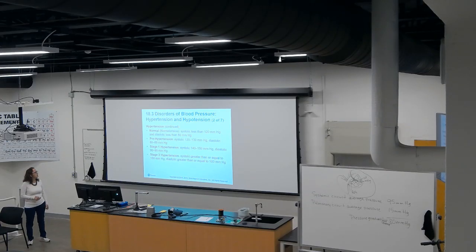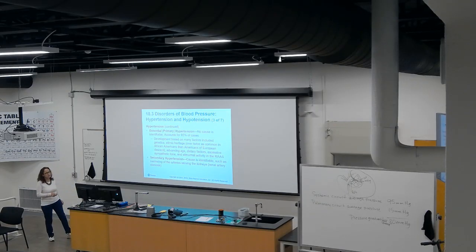So which one is more severe? Prehypertension, stage 1, or stage 2? Stage 2. It can lead to stroke. The blood vessels in our brain can rupture.